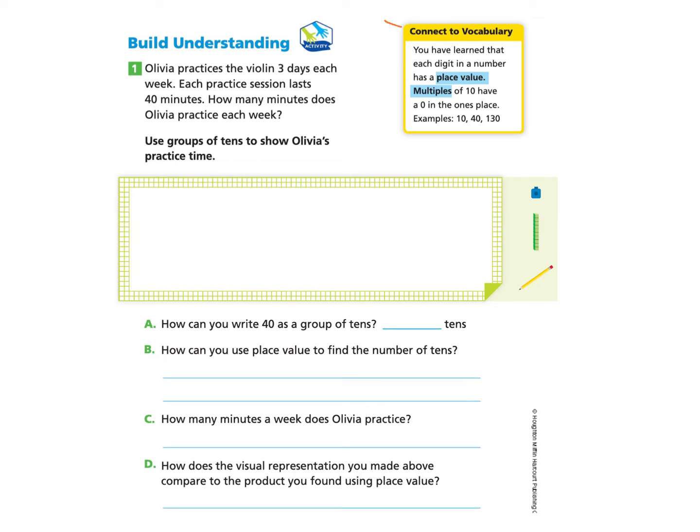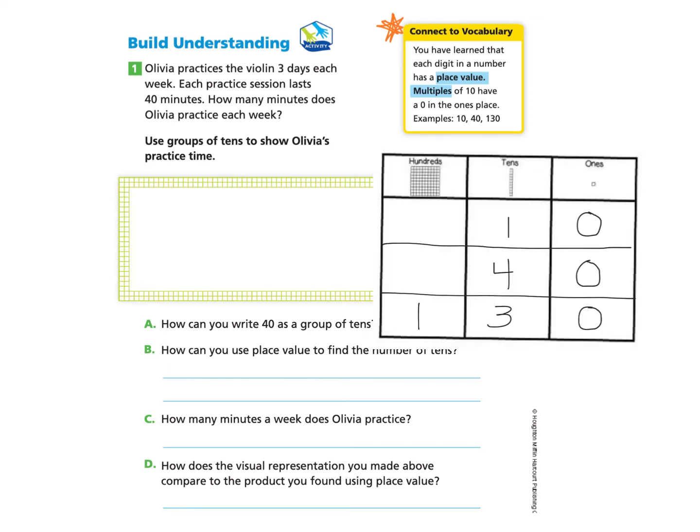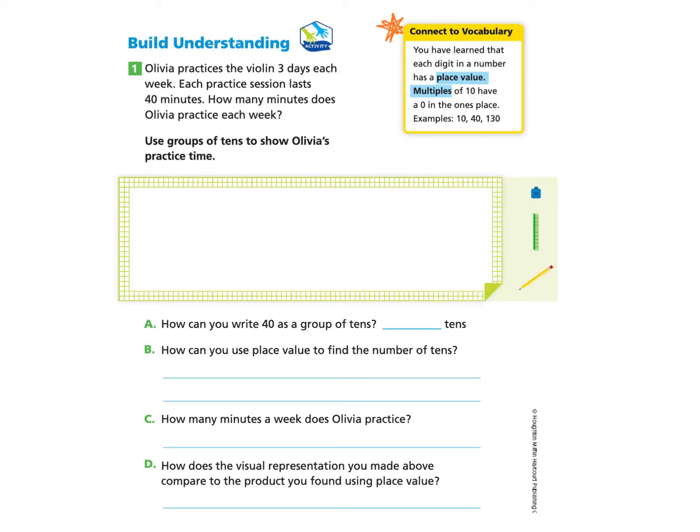We will start first by taking a look at the connective vocabulary. You have learned that each digit in a number has a place value. Multiples of 10 have a 0 in the ones place. The examples provided, 10, 40, and 130, all show a 0 in the ones place. Let's take a look under Build Understanding, Part 1.